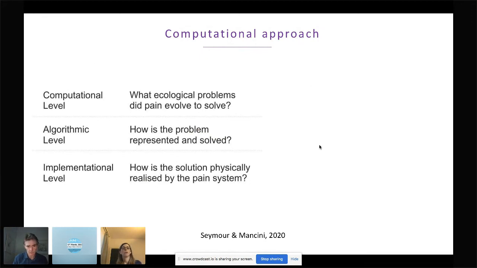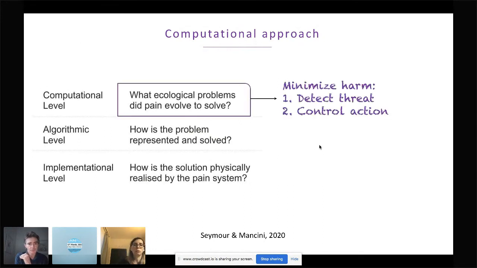And then we can also investigate how this algorithm is implemented. What is the neural solution for this mathematical problem in the pain system, and more generally in the central nervous system? The answer to the first question, what ecological problems pain evolved to solve, is actually non-trivial. For transient pain, when pain comes and goes, the main aim of pain is to tell us there is something wrong and to ultimately maximize survival and minimize harm.